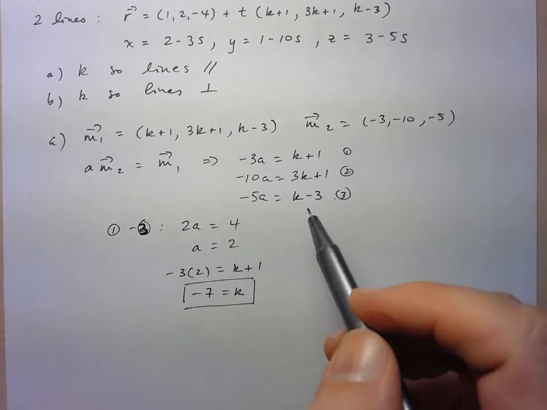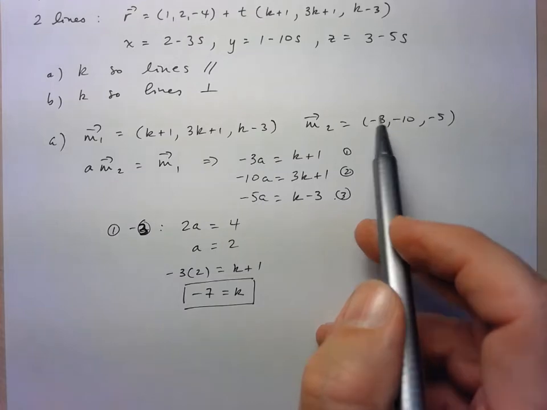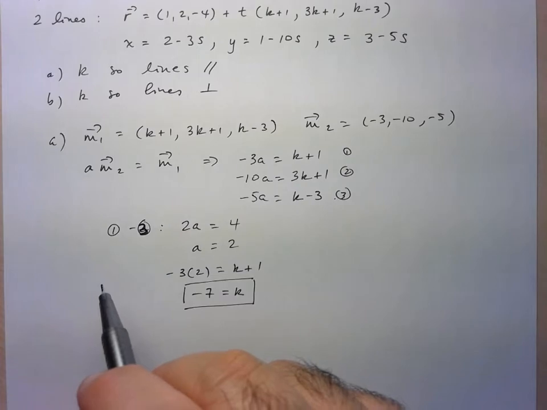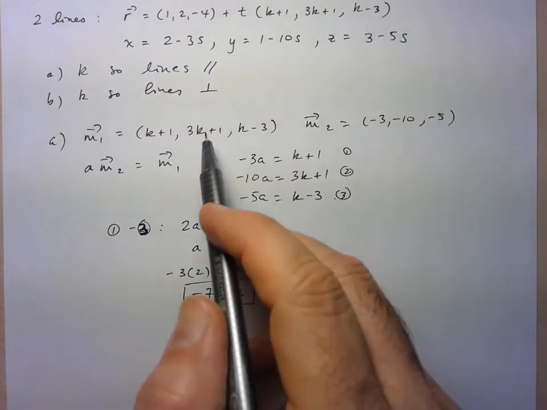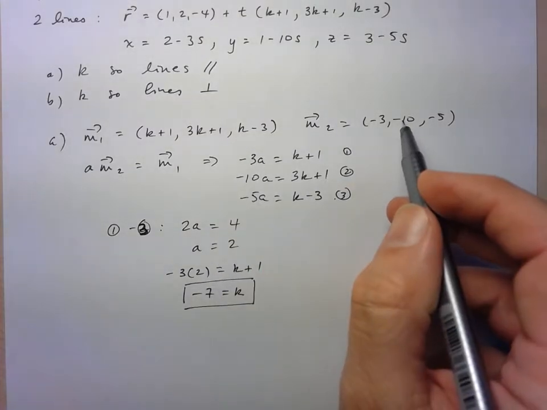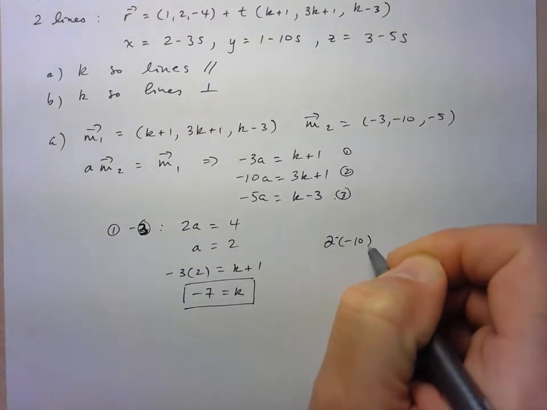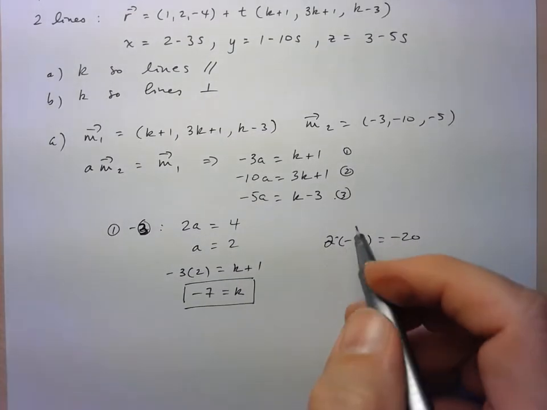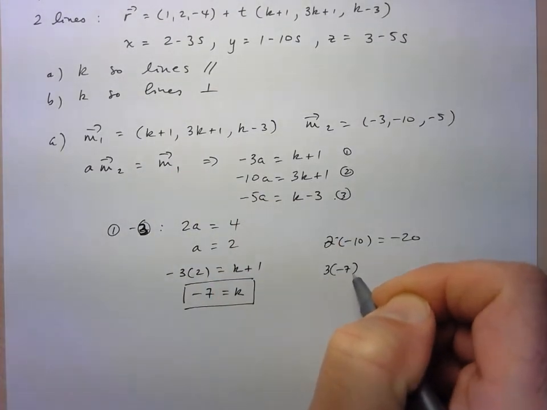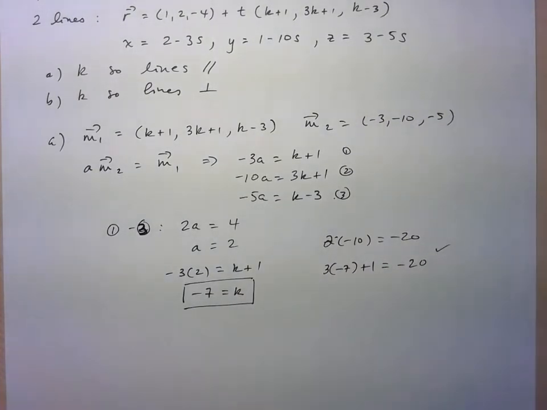Now this is where there's an important step that you have to check: the component we didn't use also needs to be a scalar multiple. So we actually need to check that this is indeed going to create that scenario. If I take the a value, 2, and multiply it by the y value here, 2 times -10 gives me -20. And let's see what happens when I put this k value in there: 3 times -7 plus 1 is also equal to -20. So that means that this works out.